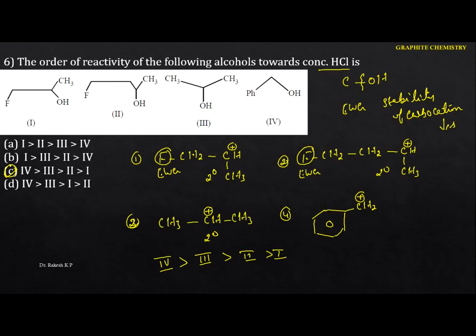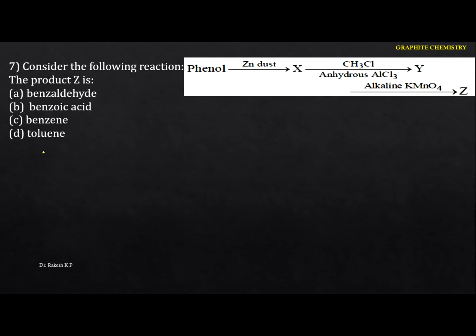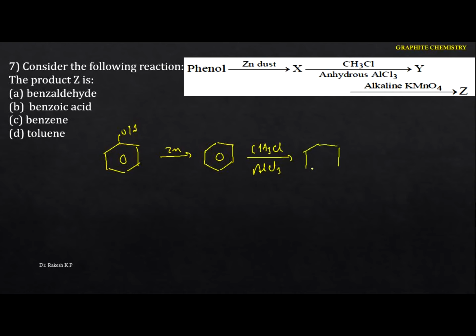Next one. Consider the following reaction. Now see this one, the phenol. They have given that the phenol reacts with the zinc dust. Whenever the phenol reacts with the zinc dust, it gives you the benzene. So this is the X compound here, and upon treatment with methyl chloride in the presence of anhydrous aluminum chloride, it undergoes Friedel-Crafts alkylation to form the toluene. And the next one here is the oxidation with alkaline potassium permanganate.